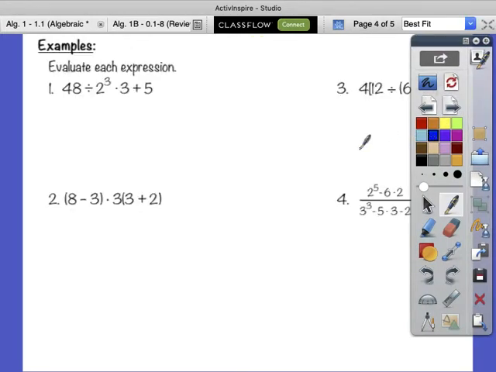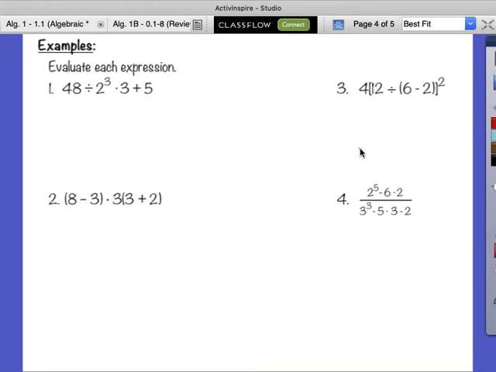So evaluate the expression. We're going to practice with this first one. 48 divided by 2 cubed times 3 plus 5. There's a lot going on there. Order of operations tells us what we're doing first here. We would do parentheses first, but do we have any? No, so we take care of our exponent first.